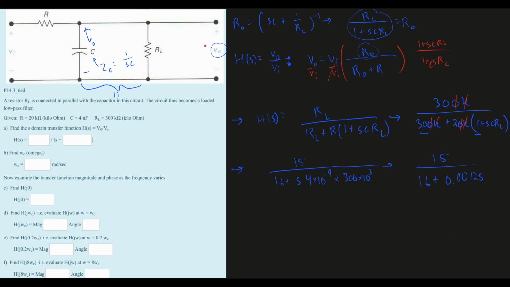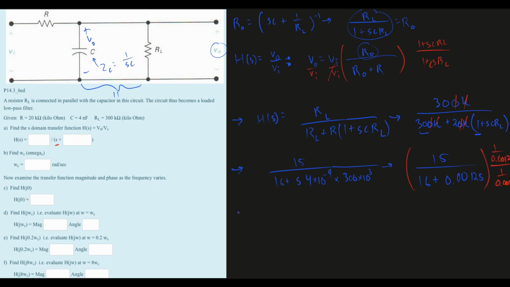Now our S needs to be by itself before we convert this into the j omega domain, which we're going to need for this omega c. And we also need to simplify it because of this S right here. So what we're going to do is multiply everything by 1 over 0.0012, and then 1 over 0.0012, because what we do to the numerator, we have to do to the denominator.